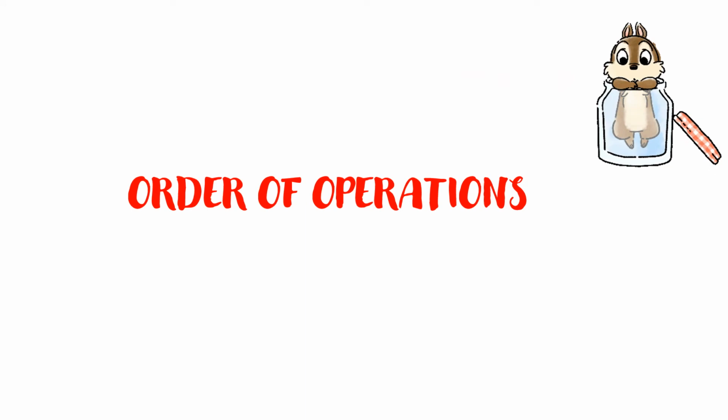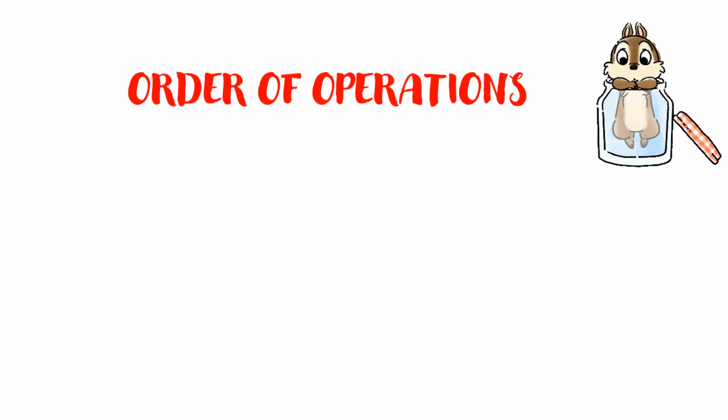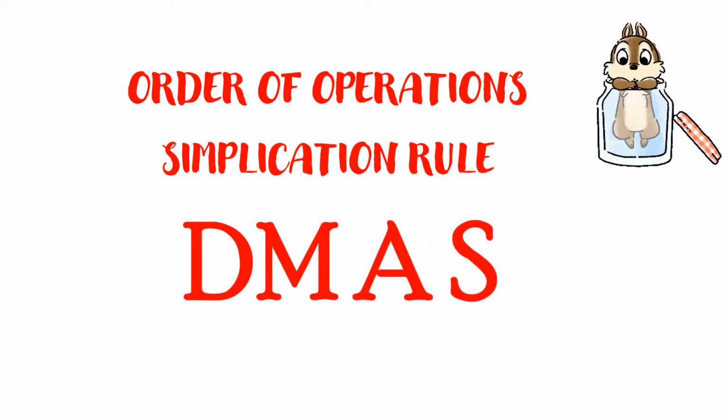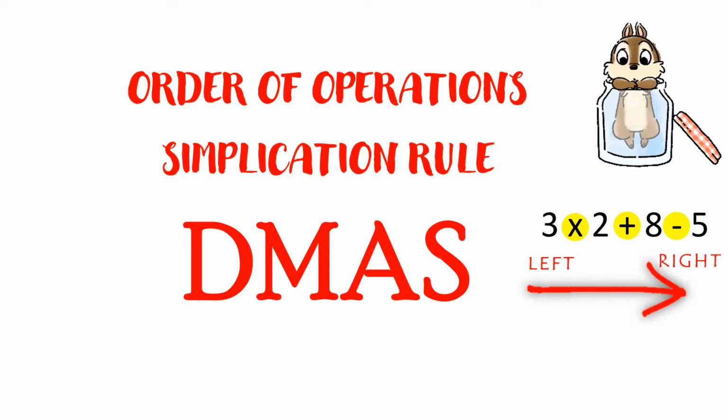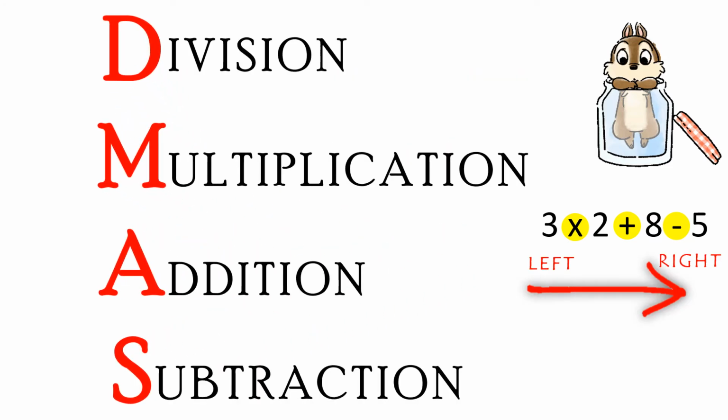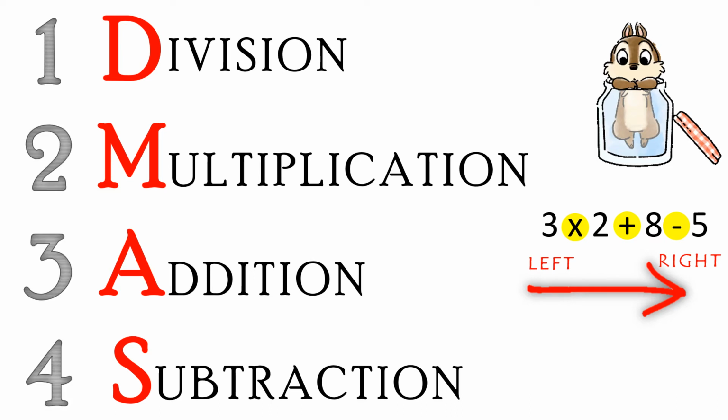Today, let us learn the special maths rule called order of operation or simplification rule or DMAS. DMAS is a short word to remember the order of operation. Let us understand. When we have two or more operations in a problem, we carry out these operations in a certain order. The order is moved from left to right. So first we solve division, then multiplication, then addition and then subtraction.